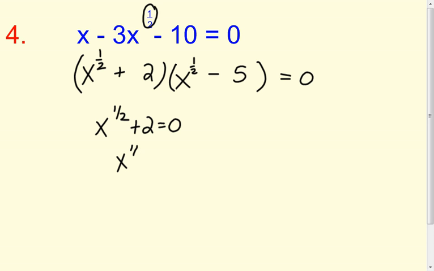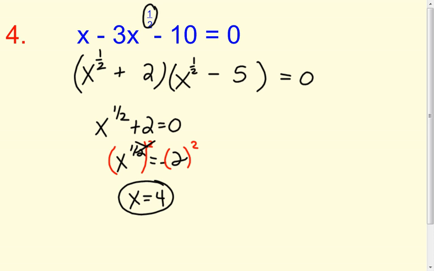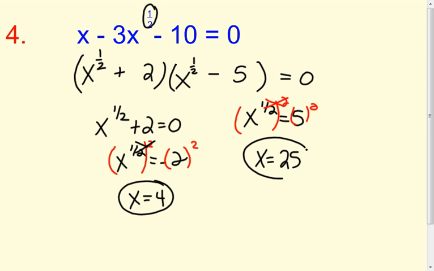So of course, x to the 1/2 here equals negative 2. And then you are going to undo that 1/2 power by squaring it. And then you get x, that undoes itself. 2 squared, of course, is 4. Okay, so there's one answer. And over here, we will have x to the 1/2 equals 5. And square that. That undoes itself. And so you'll have x is 5 squared, which of course is 25.